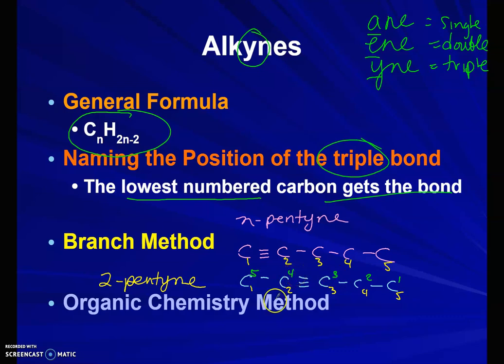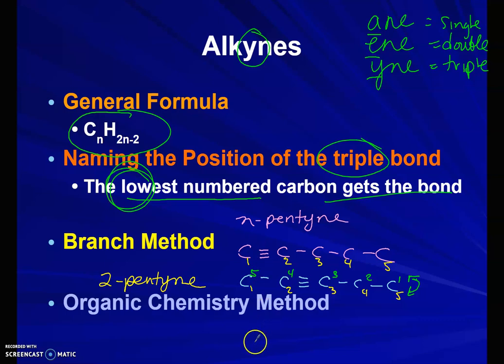Okay, if you numbered it from the other direction, 1, 2, 3, 4, 5, going from 3 to 4 is not going to be lower than from 2 to 3. So always number your substances both in the forward and reverse orders, just to make sure that you are getting the lowest carbon number for the bond.